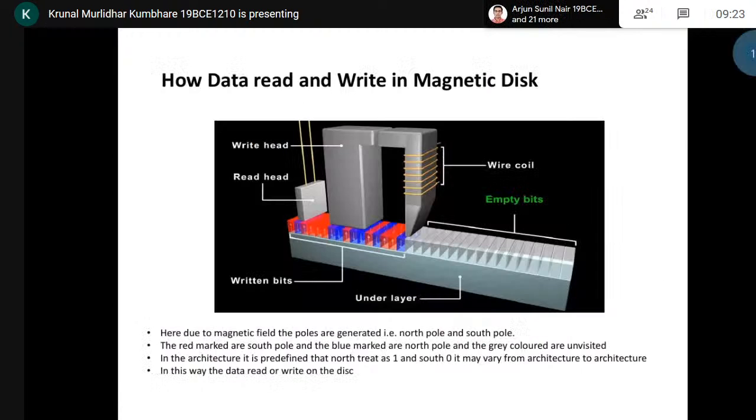Next, how is data read and written in the magnetic field? This is very important. Due to the magnetic field, poles are generated. We already know about the North Pole and South Pole, due to attraction and repulsion. The red marked are South Pole, the blue marked are North Pole, and the gray colored are unvisited. In the architecture, it is predefined that North is treated as 1 and South as 0. It may vary from architecture to architecture. Anyway, the bits are stored in 1 and 0 zones. In this way, the data is read or written on the disk.